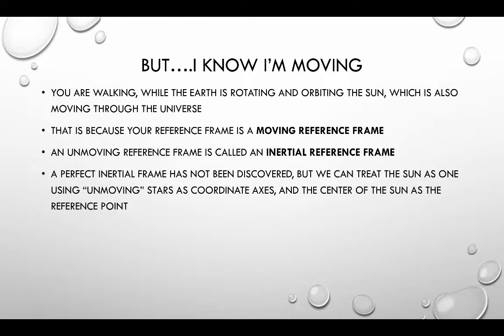The perfect inertial frame has not been discovered because we do not believe that there is a center of the universe that is unmoving. But we can treat the Sun as an almost perfect inertial frame by using the stars, which are practically unmoving, as coordinate axes, and the center of the Sun as a reference point.